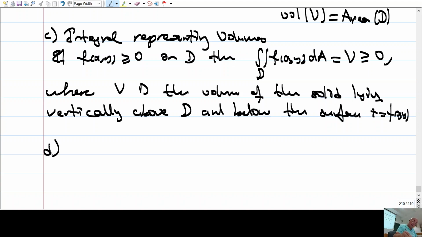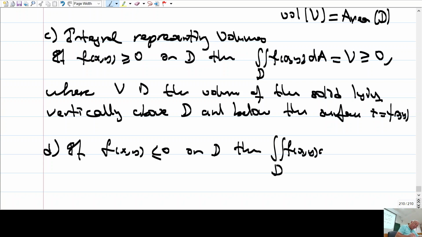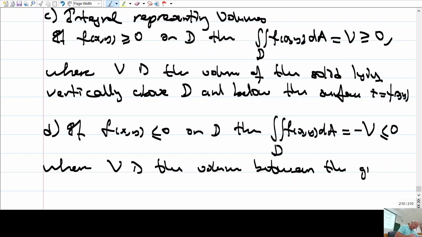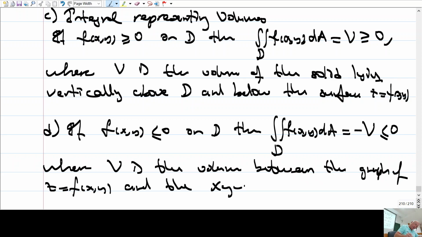Of course, if f(x,y) is always negative on D, then this integral, the double integral of f(x,y) dA, is minus V. This is a negative number, where V is the volume between the graph of z equals f(x,y) and the xy plane. This time the region is below the xy plane. The integral will be a negative number because these are all negative numbers. You take negative numbers, multiply with the base area, still negative, and then add them up, you get negative numbers.